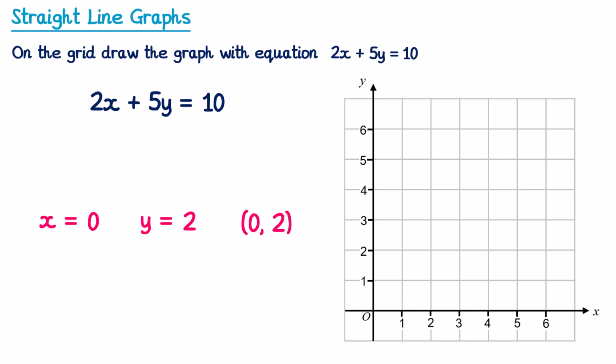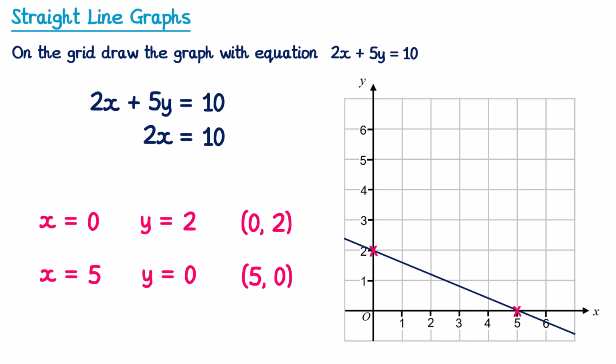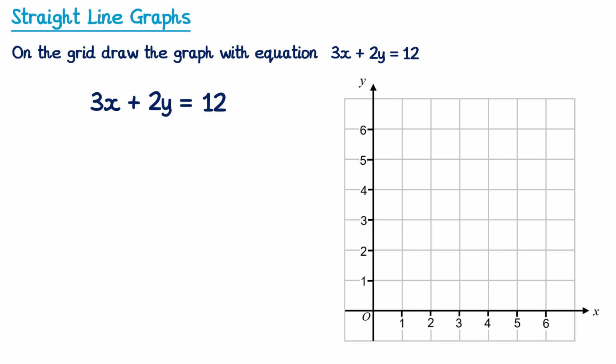Now let's do the same thing but substitute y for 0 instead. So we take the equation, and where we've got 5y, we've got 5 lots of 0, and 5 lots of 0 is 0. So we've got 2x plus 0, which is the same as 2x. So we end up with 2x equals 10. Divide both sides of this by 2, and you'll find that x is 5. So when y is 0, x is 5. This corresponds to the coordinate 5, 0. So if we plot both of these points, 0, 2 and 5, 0, and draw a straight line between them, that must be the line. And for one final example, we're going to do 3x plus 2y equals 12.